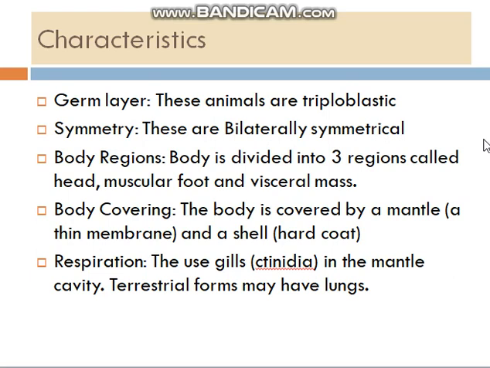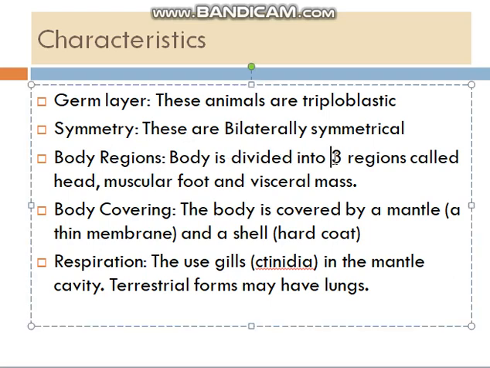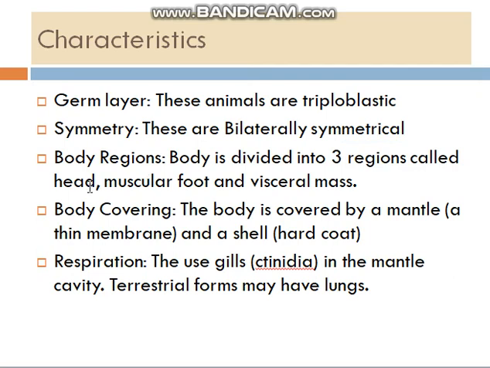If we talk about their body regions, the body is divided into three main regions. First one, the head, which is the anterior region. There is a muscular foot which can come out and help them in movement. And then the visceral mass, that is all the other body systems like the digestive system and circulatory system, and other things. These are called the visceral mass.